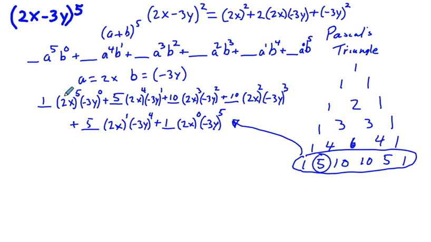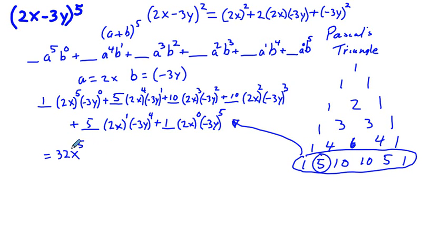So first of all, our first term here, we're going to have 2 to the 5th power. And what's 2 to the 5th power? Well, 2 cubed is 8. 2 to the 4th power is 16. So 2 to the 5th power is going to be 32. So we're going to have 32 x to the 5th power, and negative 3y to the 0 power, or anything to the 0 power, is 1.